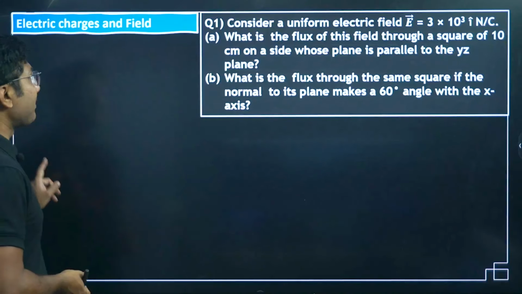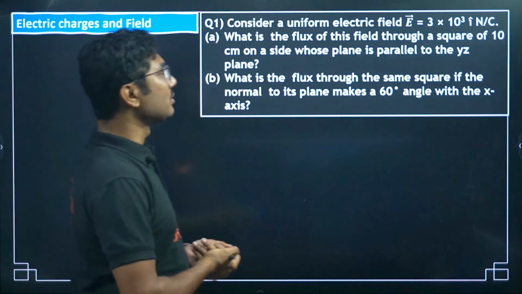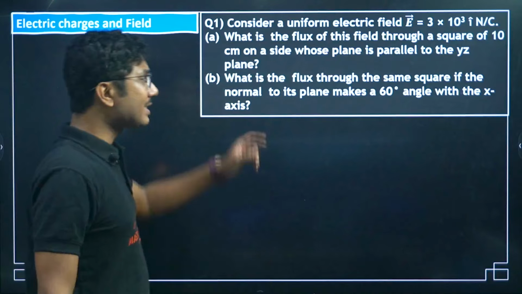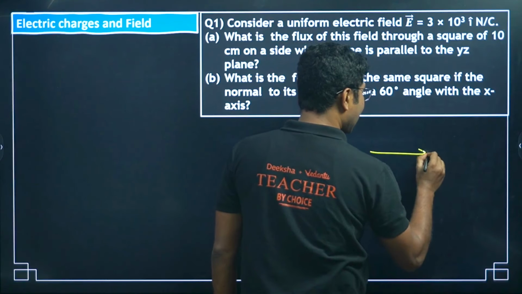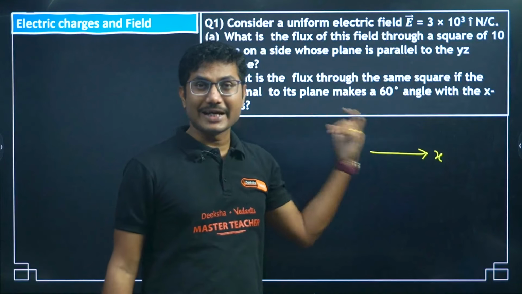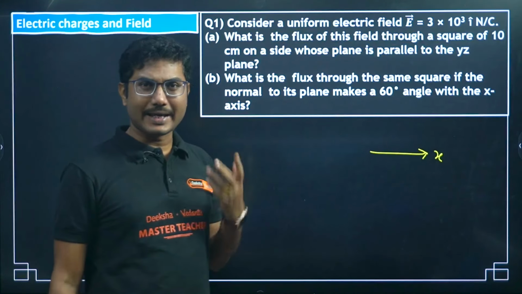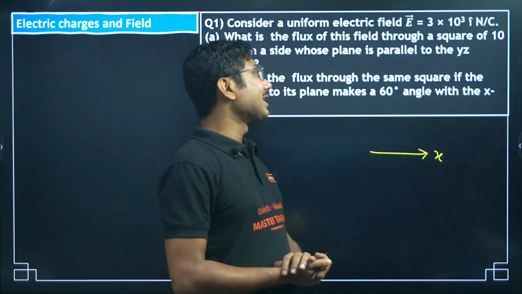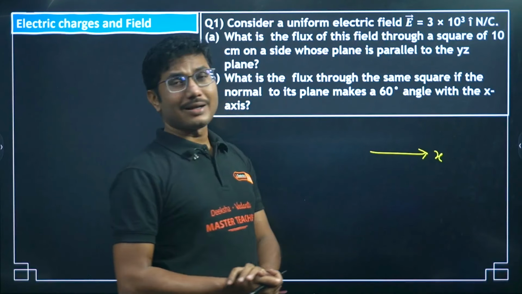Now, let's start with the first chapter, electric charges and field. Consider a uniform electric field E equals 3 times 10 to the power of 3 i cap N/C. What is the meaning of this i cap? It means that the electric field exists only in the x direction, because the unit vector in the x direction is i cap, in the y direction is j cap, and in the z direction is k cap, in a 3-dimensional plane. What is the flux of this electric field through a square of 10 centimeter on a side whose plane is parallel to the YZ plane?